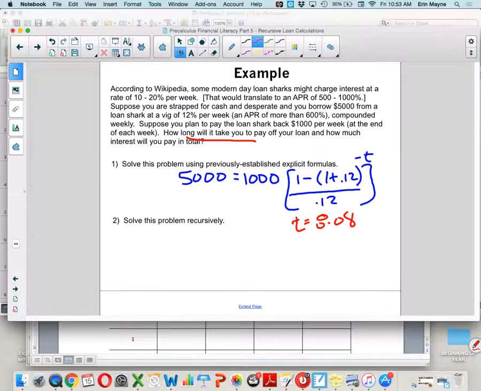Like, do I round up or down? Right? And I just basically said, don't worry about it today because we're talking about it now. The question is, would you have to pay a 9th payment of $1,000? No. But are they going to make you pay what's left over? You bet. So we got to figure out how to find that.